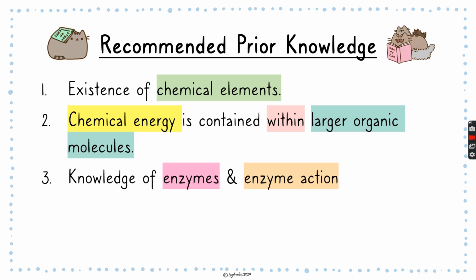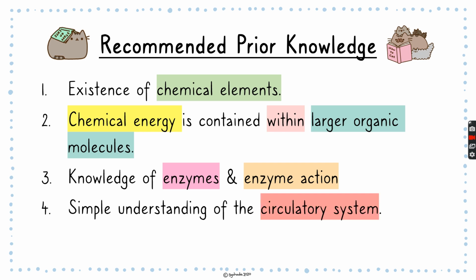The third recommended prior knowledge is knowledge of enzymes and enzyme action. And the fourth is a simple understanding of the circulatory system. This is the type of knowledge that you should know very well before you tackle topic 5. We know this part about chemical elements from year 7 and year 8.